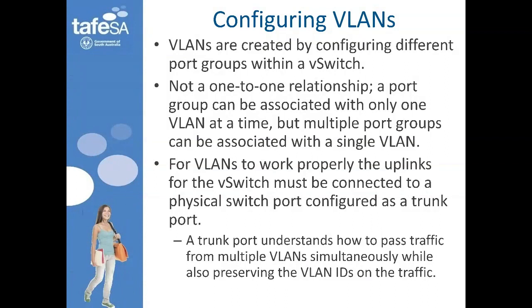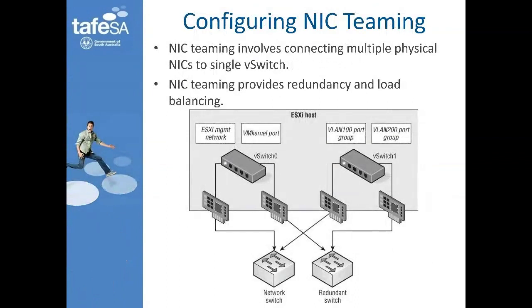Yeah, so a trunk port understands how to pass the traffic from multiple VLANs simultaneously by preserving their VLAN IDs. So all we're plugged into is what's called a normal access port. An access port, if you remember, just strips away the VLAN IDs. What about NIC teaming? So we said NIC teaming is where you've got multiple NICs working together as a team.